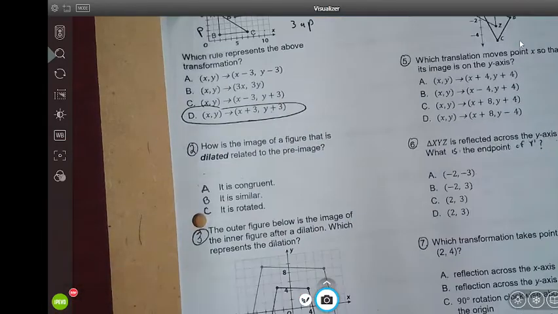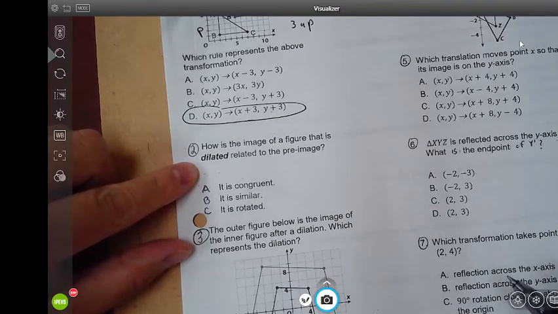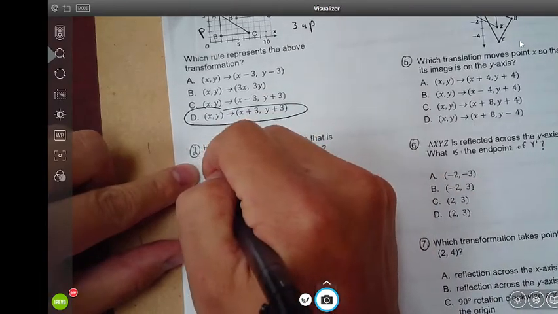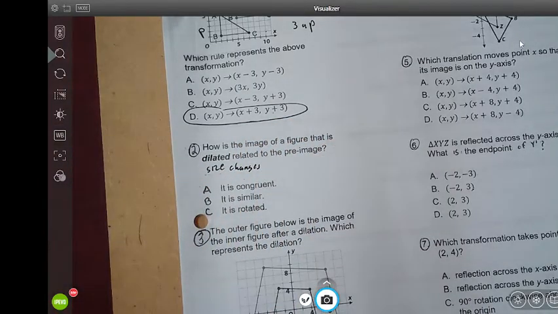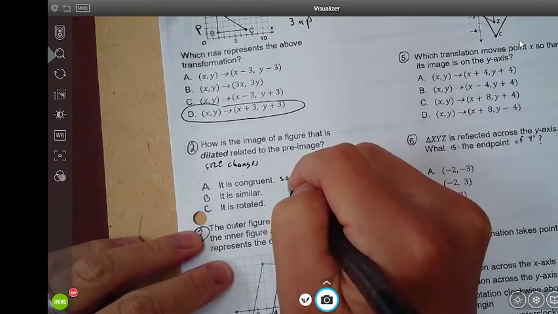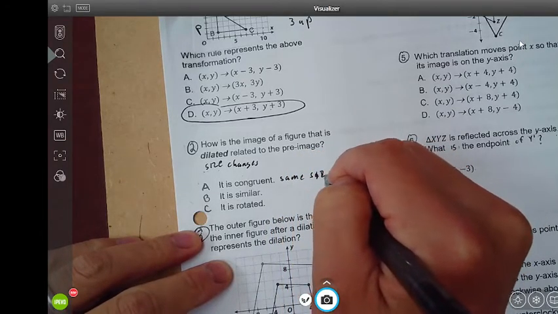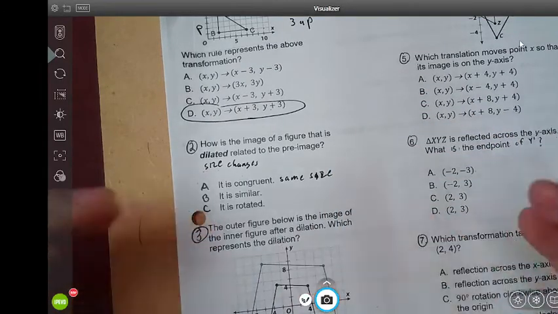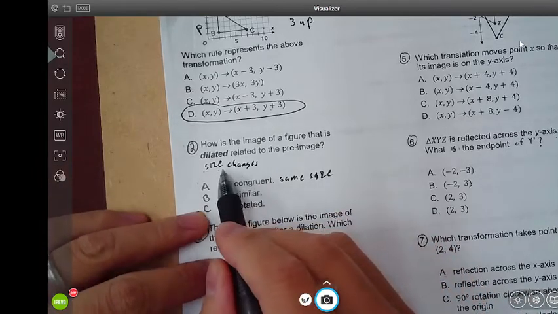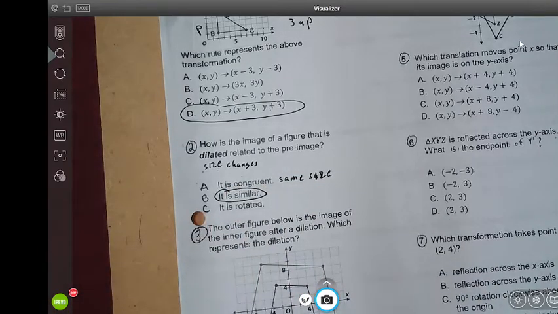Number 4, how is the image of a figure that is dilated related to the pre-image? Remember, dilate is the only transformation that changes the size. Congruent means exactly the same, same size, same shape. Rotated means it's the same size, the same shape, it's just been turned. If the size has changed, that means it's similar: same angles but different size.